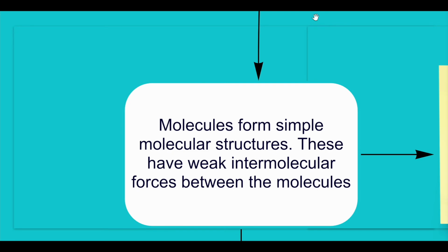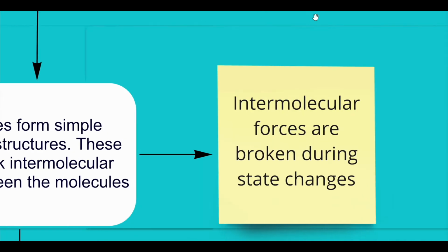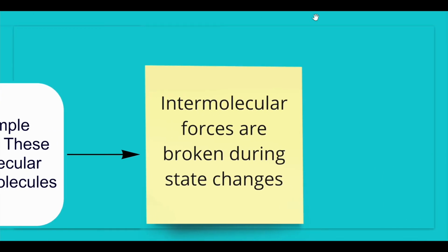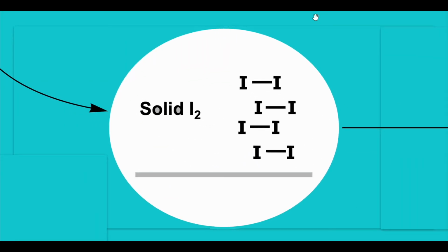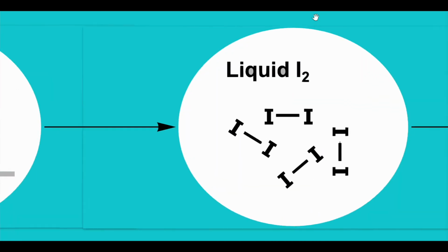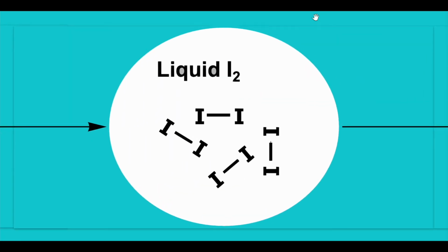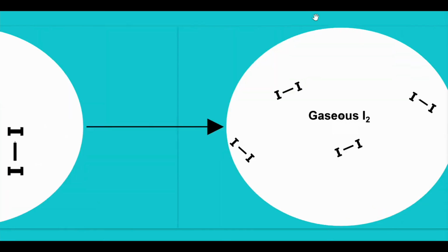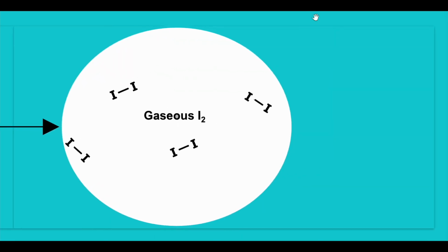So molecules form simple molecular structures, and these have weak intermolecular forces between the molecules. So what do we mean by that? Well, let's have a look at what happens during state changes. If I take iodine, for example, as a solid, you can see that iodine has a covalent bond between the two iodine atoms, and in the liquid that covalent bond is still there between the two iodine atoms, and it's there in the gaseous iodine as well. So what we've broken there is intermolecular forces between the molecules. We haven't actually broken any covalent bonds there.